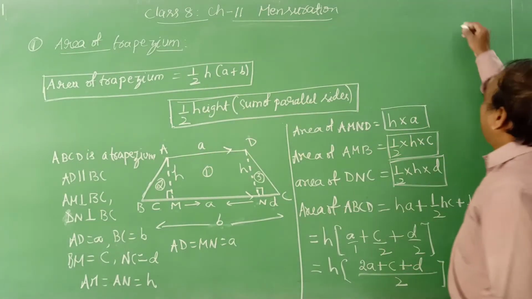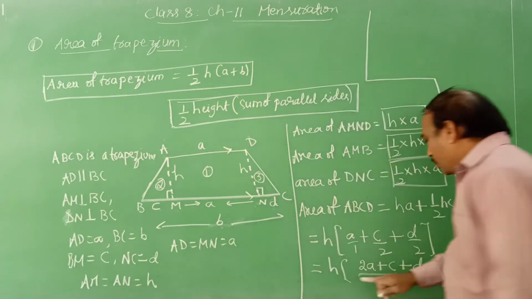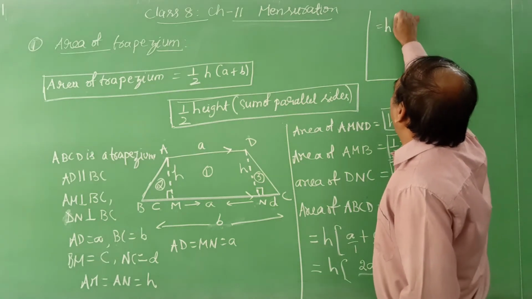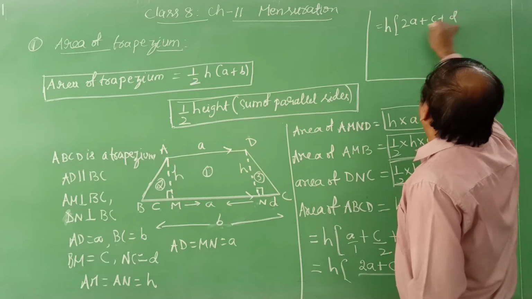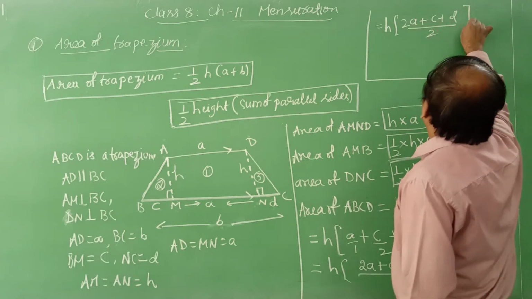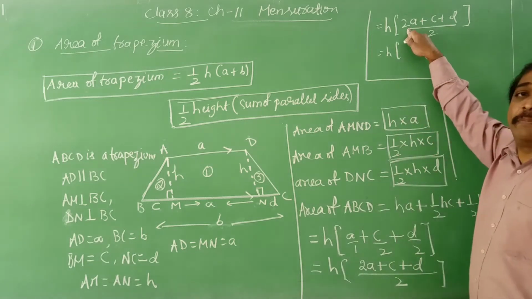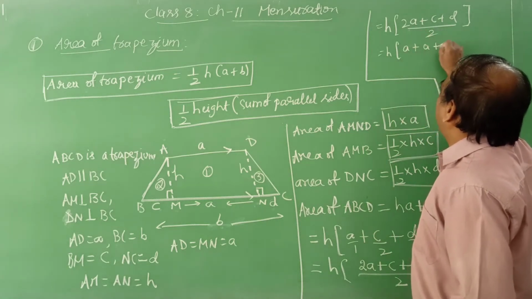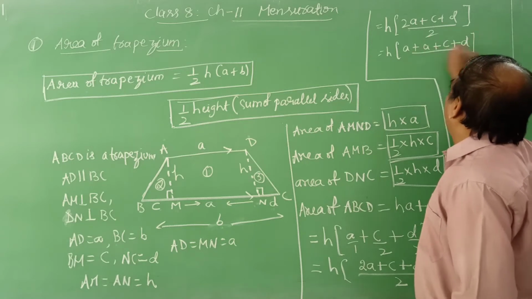Observe it. Here I am writing H into 2A plus C plus D by 2. What I am doing? H into 2A, I am separating as A plus A. A plus A plus C plus D by 2.